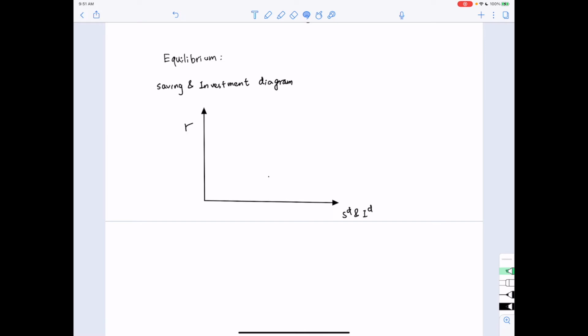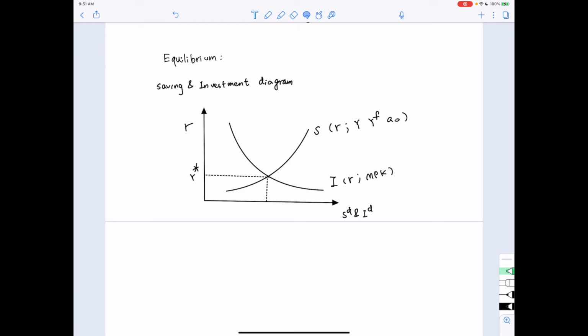So when we plot both decisions on the saving and investment diagram, we have the saving curve sloping upward, and we have the investment curve sloping downward. The crossing point of the saving and investment curves will determine the price and the quantity equating saving and investment. And then R will be the level of the real interest rate, setting saving equal to investment.